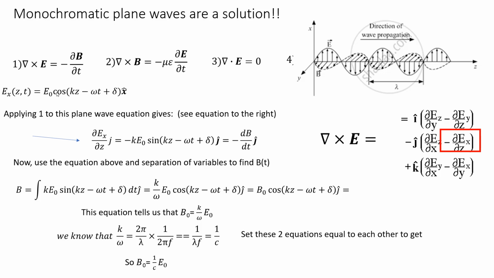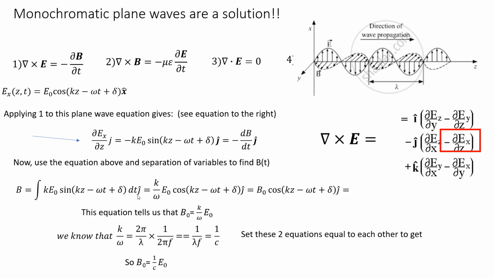Okay, so I'm going to take the derivative of this equation with respect to Z, and I get this. That's a pretty simple operation. And that's equal to dB/dt, according to this equation 1 here. Now I want to derive the magnetic field equation from this. I can use separation of variables to solve for the magnetic field B. Multiply both sides by dt and then integrate. So that's what I've done here.